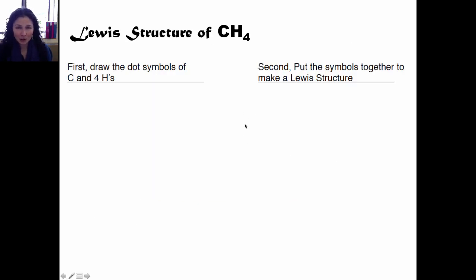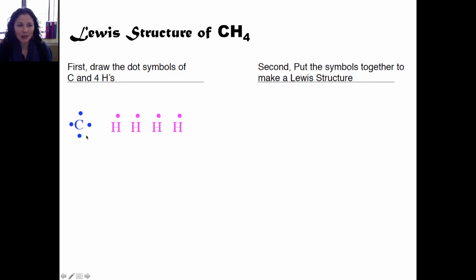Whenever you're beginning to draw Lewis structures, I highly recommend that you take the time to first draw out the dot symbols of all of the atoms. Let's practice this with CH4. First, I would draw out the Lewis dot symbols of all of the atoms. 1 carbon and 4 hydrogens. And if I draw these well, I can very easily tell by just glancing at them how many bonds each thing will make. The carbon is going to need to make 4 bonds, and the hydrogen will make 1 bond each.